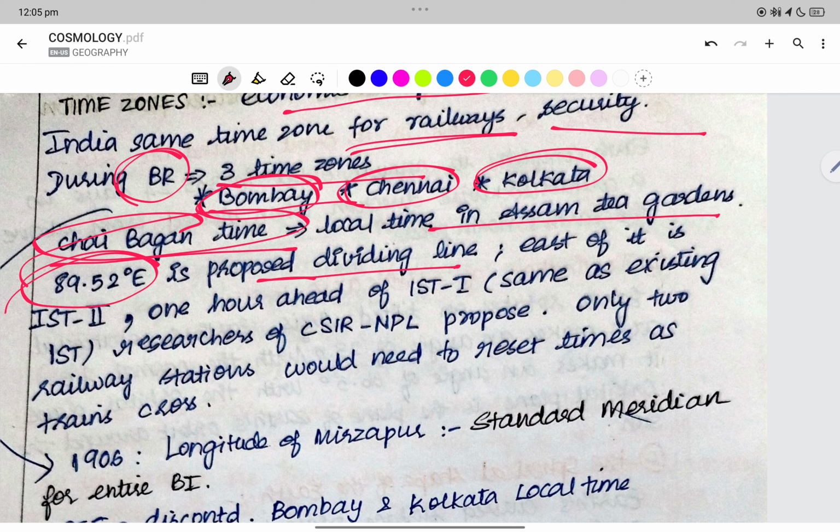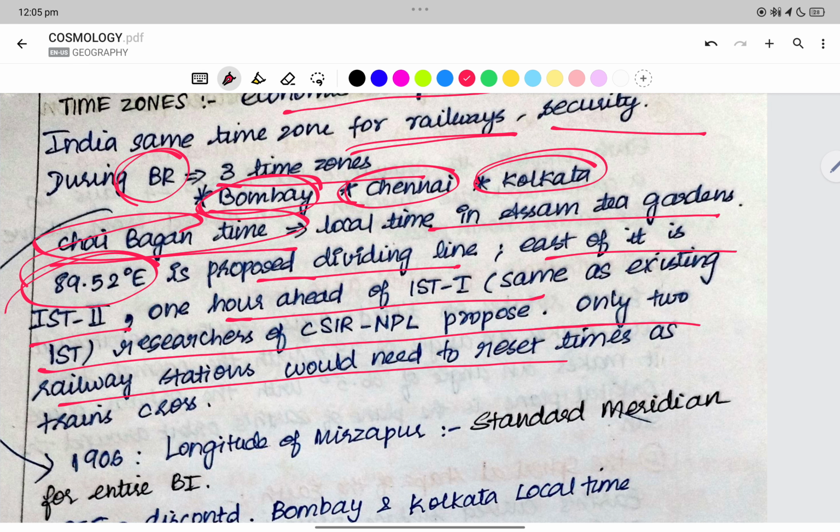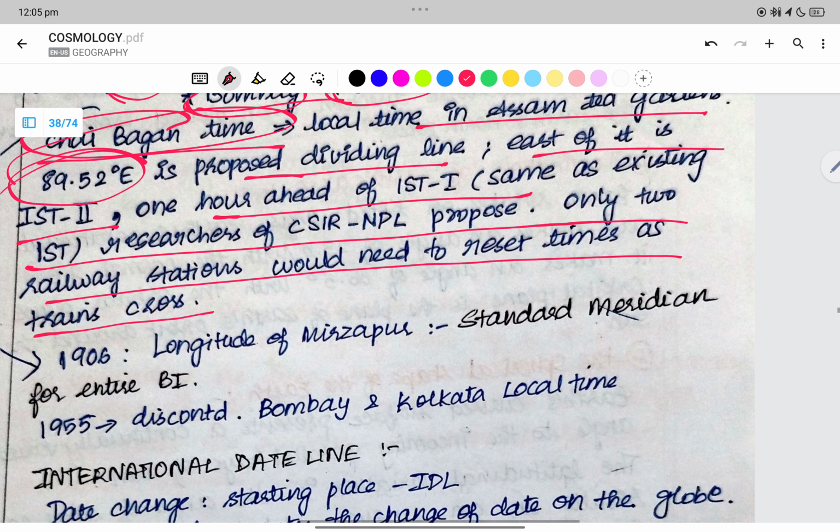89.52 is a proposed dividing line. East of it is IST2, 1 hour ahead of IST1. The rest is the same as existing. Researchers say only 2 railway stations would need to reset their time across.